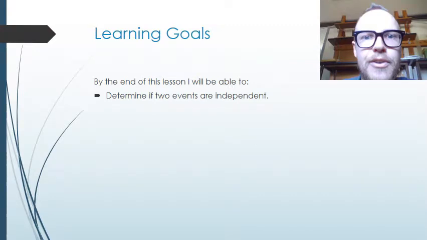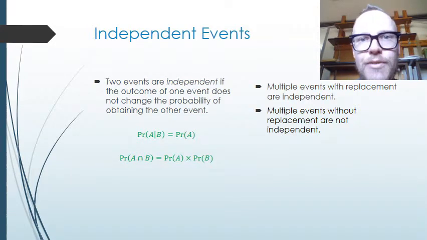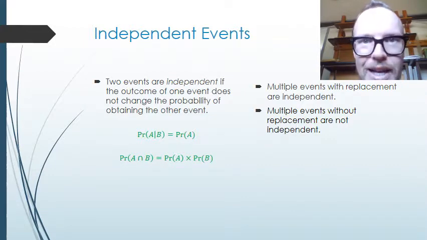Today we're going to look at independent events. The learning goal for this lesson is to be able to determine whether two events are independent or not. Two events are independent if the outcome of one event does not influence the outcome of the second event occurring. That means that the probability of A given B is going to be exactly the same as the probability of A occurring.